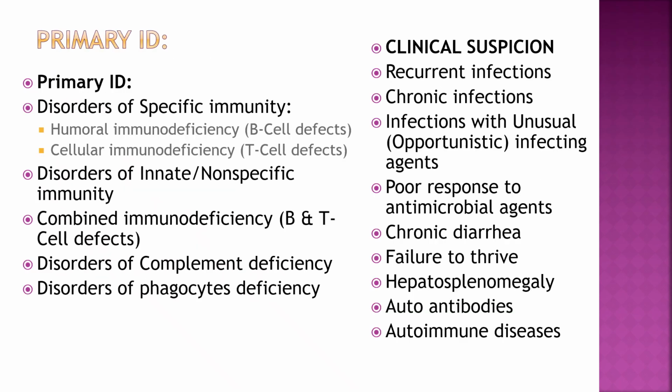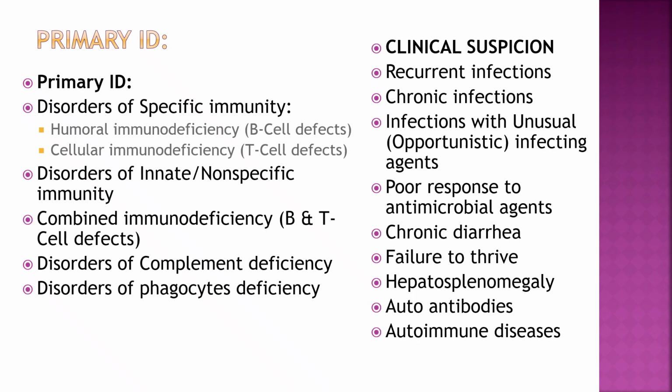Primary immunodeficiency is a disorder of specific immunity. It can be humoral immunodeficiency, B cell defects, or cellular immunodeficiency, T cell defects. Then there are disorders of innate or non-specific immunity, combined immunodeficiency, B and T cell defects, disorders of complement deficiency, and disorders of phagocyte deficiency.